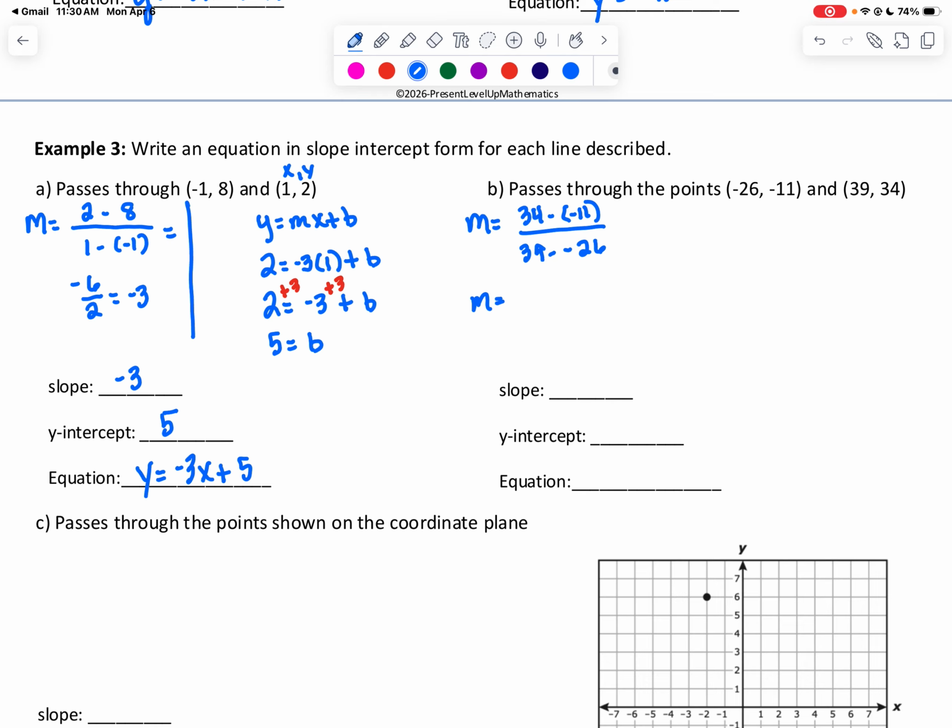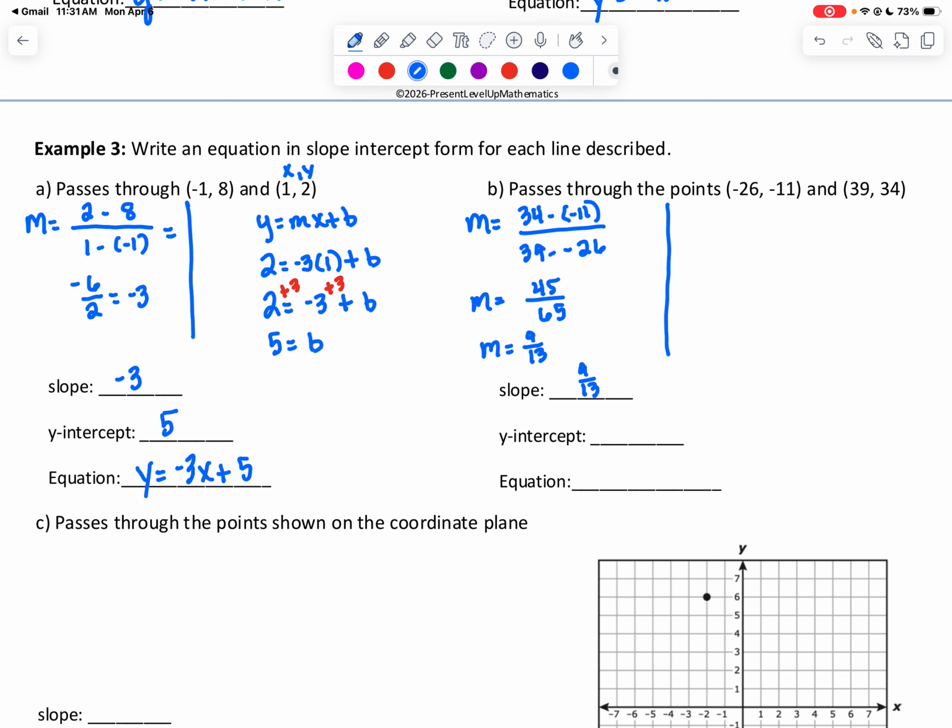So 34 plus 11 would be 45. And 39 plus 26, I believe, would be 65. Now, I can reduce those both by 5, and that would give me 9 over 13. So there's your slope, 9/13.